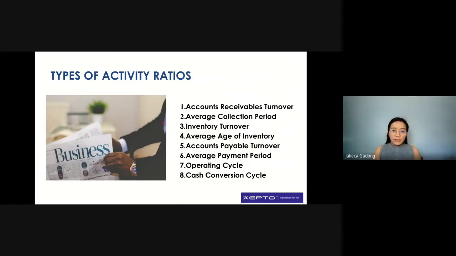So at this point, you might have an idea that we're going to work on a lot of formulas here. So don't worry because I have provided in this module a summary of all the formulas that we're going to use, okay? And you would always have the option to rewind the video and move back to the certain type of activity ratio that you would want to know more about or to have a review on.